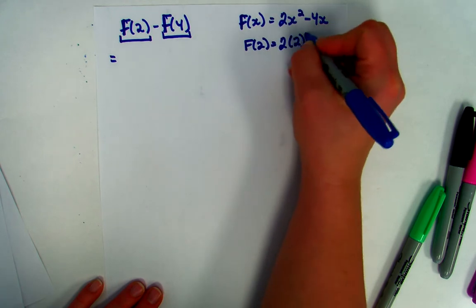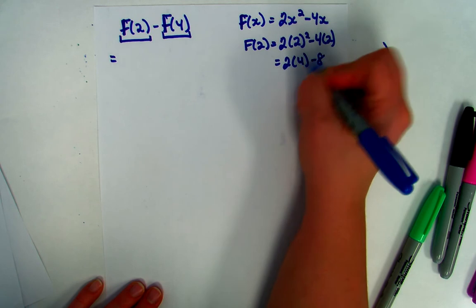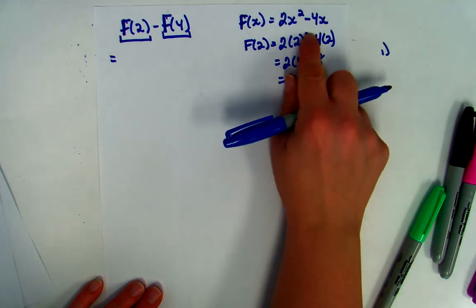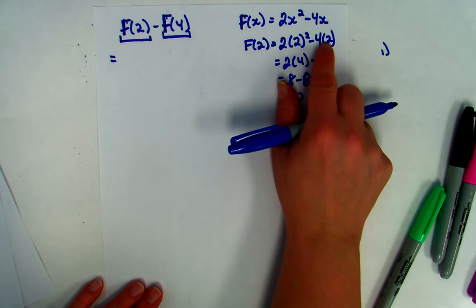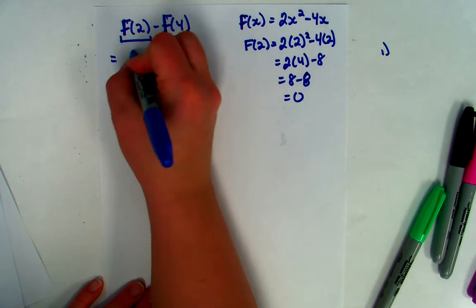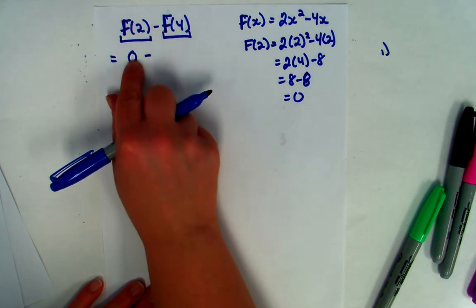So that's going to be 2 times 2 squared minus 4 times 2, which is 2 times 4 minus 8, which is 8 minus 8, which is 0. So I did 2 squared to get 4, 4 times 2 to get 8, 2 times 4, and then I subtracted the 8. So this answer, when I sub 2 into f, the answer is 0.